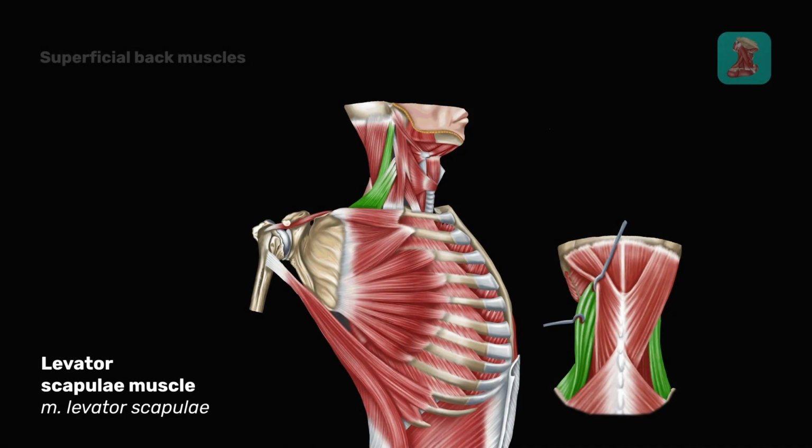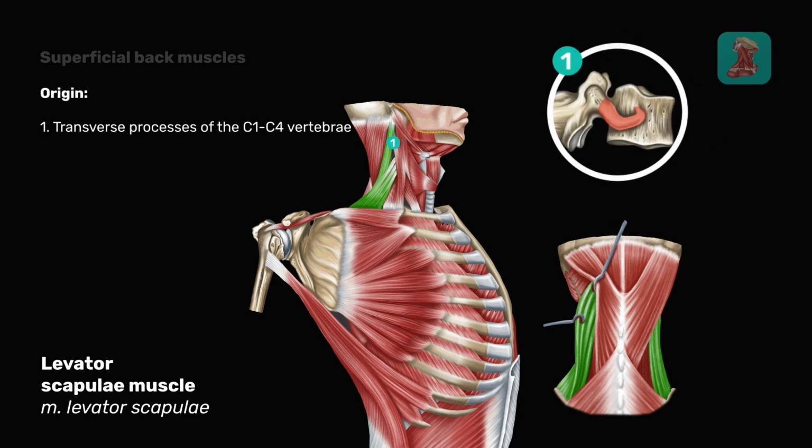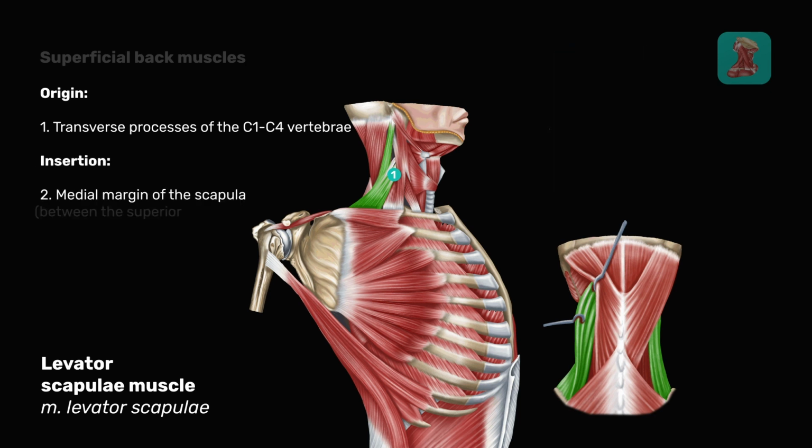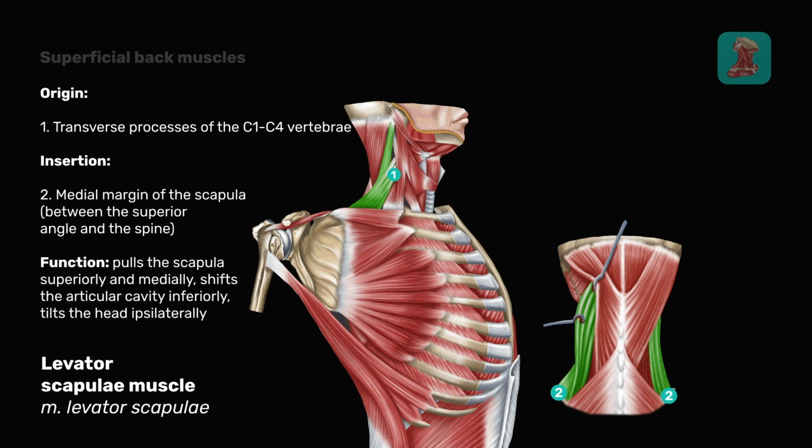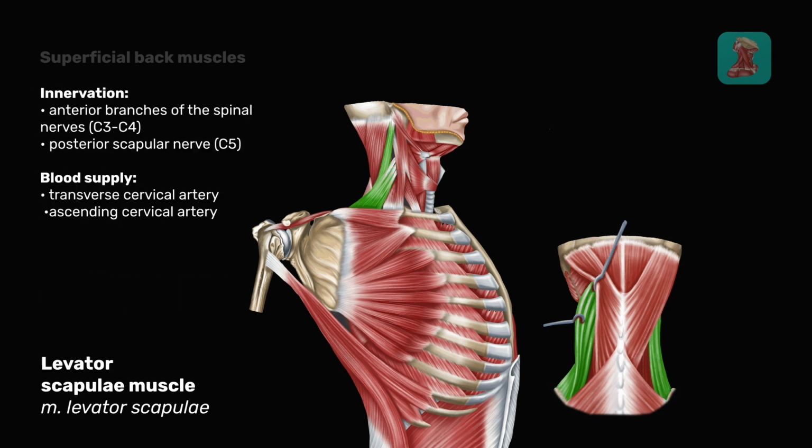The levator scapulae muscle. It originates from the transverse processes of the 1st to 4th cervical vertebrae and inserts into the medial margin of the scapula, between the superior angle and the spine. Function. It pulls the scapula superiorly and medially, shifts the articular cavity inferiorly, and tilts the head ipsilaterally. The following structures innervate the muscle and supply it with blood.